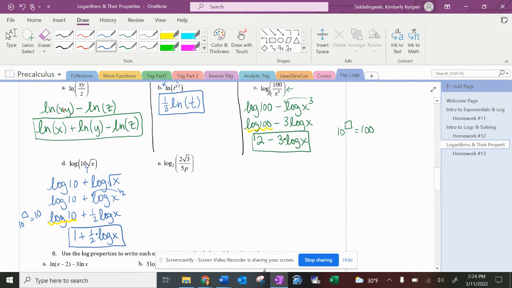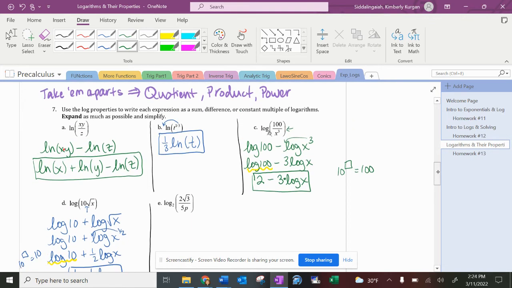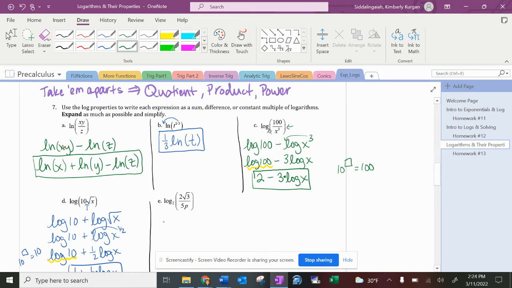All right, so let's get this last taken apart problem done. It's probably the most rigorous because there's lots of parts to it. So I see 1, 2, 3, 4 parts that need to be pulled apart. And this is important when you go in order. So first up is quotient property. So log base 2 of 2 root 3 minus log base 2 of 5p.